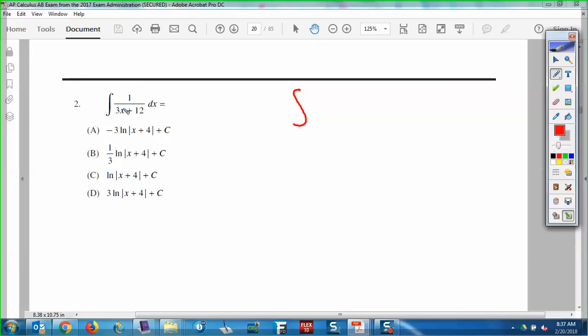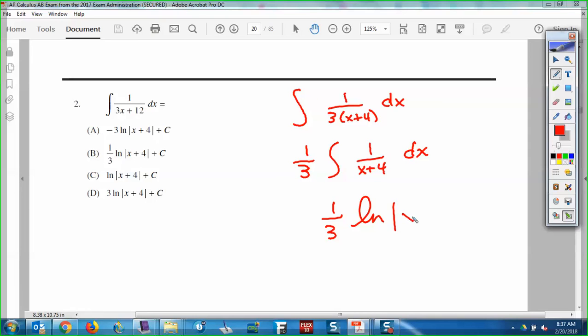You could bring a 1/3 out in front, right? So if you took out a 3, you would have this, and that's the same as a 1/3 being out in front. Because when you multiply two fractions, you just multiply across, and this would be that. And then isn't this just an ln? It's just shifted 4 to the left. So that'd be 1/3 ln x plus 4 plus c, which is choice B, right? So I agree. I think that's a good way to do it.